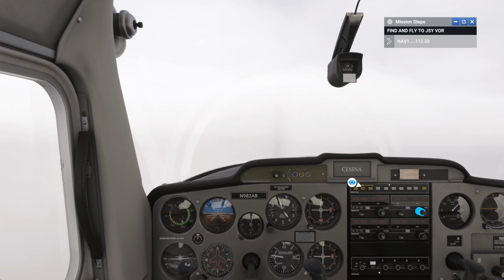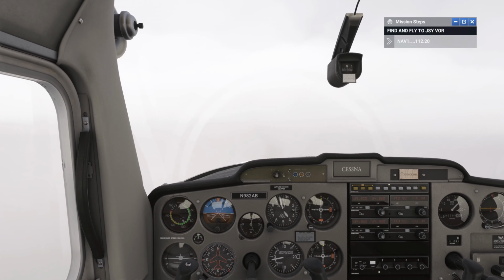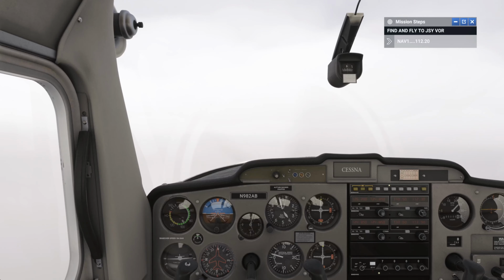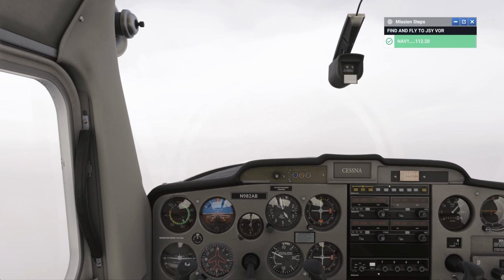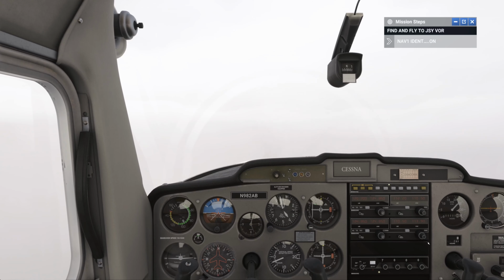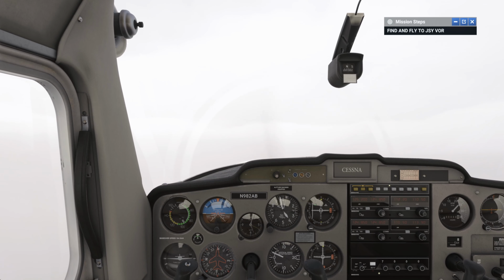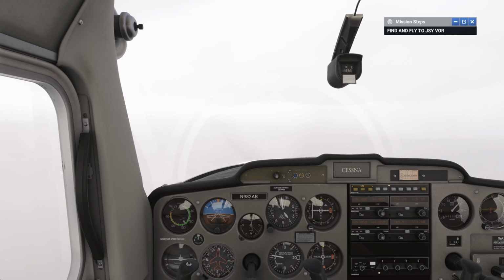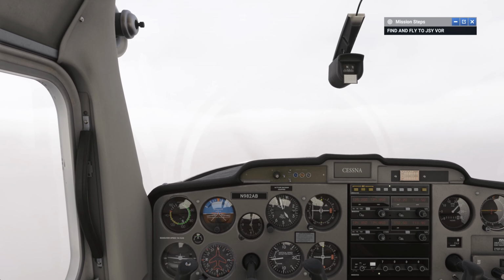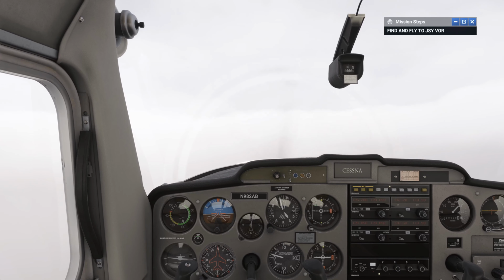Using the Nav1 radio, tune in the Jersey VOR, frequency 112.2, and make it active. Now turn on the Nav1 audio ident at the top of the radio stack. We have heard the Morse code ident for Jersey and can now display on NavAid. You can turn off the ident audio now if you like.